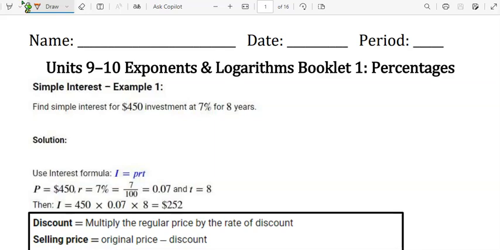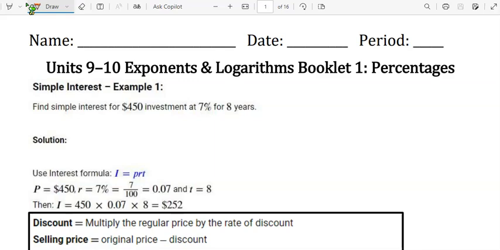Units 9 through 10, Exponent and Logarithm Booklet 1, Percentages. This booklet will consist of several written examples, and what you need to do is read through the examples and annotate what is going on for these examples. We'll go over how to do that on these problems, but you are encouraged to write even more than what is in this video.